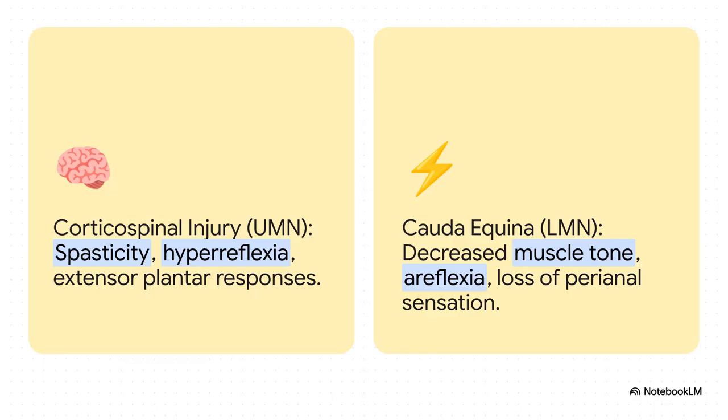Now, this is where your physical exam is just so powerful. This slide lays out the two classic patterns of injury beautifully. Is the problem high up, in the spinal cord itself, hitting those corticospinal tracts? Well, then you're going to see upper motor neuron signs, spasticity, brisk reflexes. Or is the problem lower down, affecting the nerve roots of the cauda equina? Then you're looking for lower motor neuron signs, flaccid tone, no reflexes. This distinction is your first and most important step in localizing the problem.